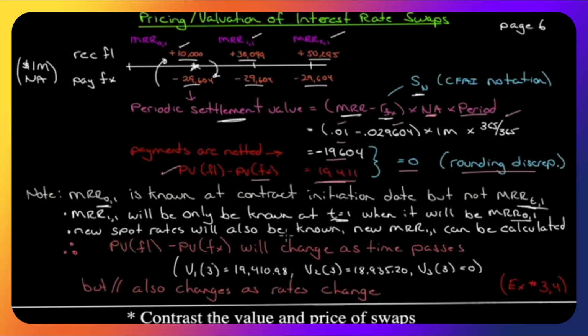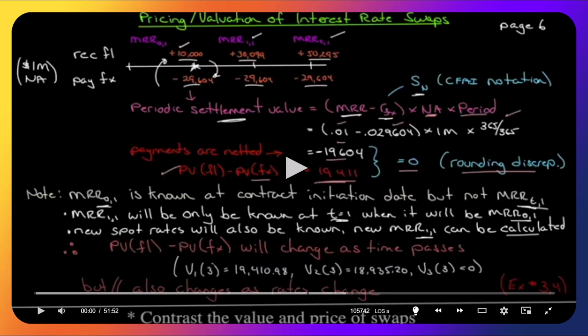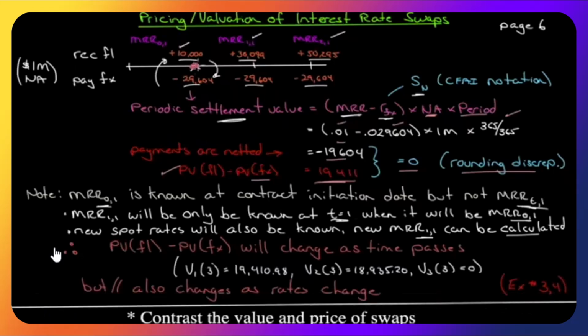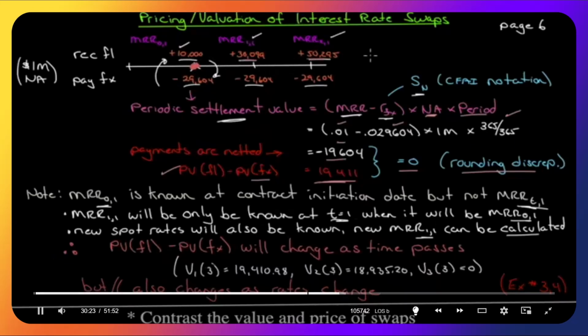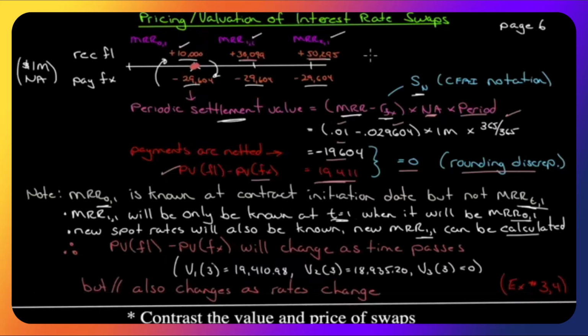And new spot rates will also be known, so a new MRR11 can be calculated because we do expect interest rates to change over time. They don't just stay static, they will change over time. So when we get to this period of time over here, there is no guarantee that the rates that were attached to those two periods of time will still be the same rates. They may be different.